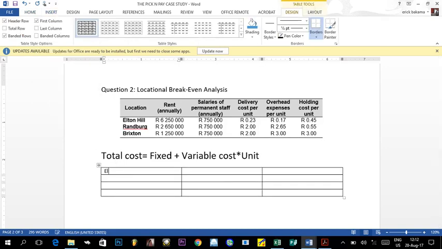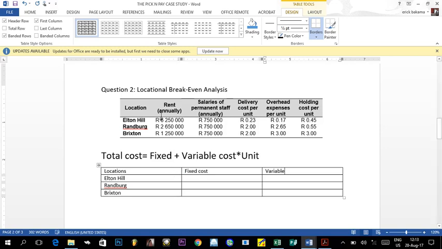First of all, the first one is Elton Hill, and after Elton Hill we have Randburg. So let me just put here the locations: Elton Hill, after Elton Hill we have Randburg, and after Randburg we have Brixton. Now the thing that we need to identify first of all is what is the fixed cost, and in this case what is the variable cost.